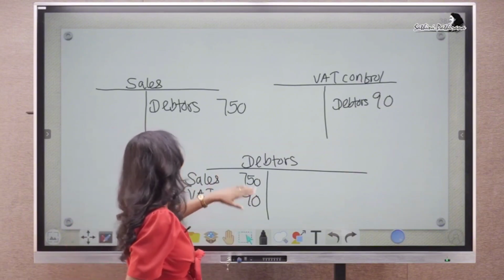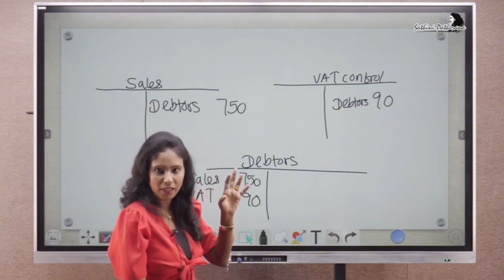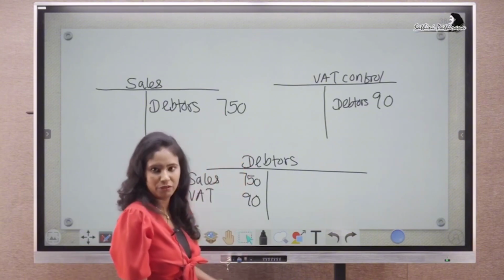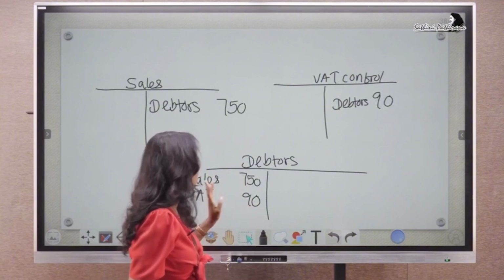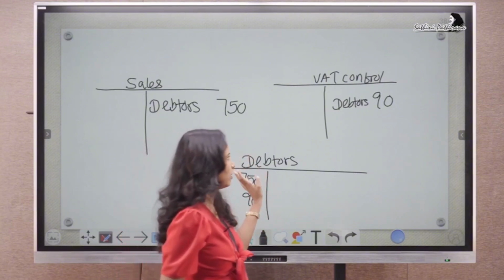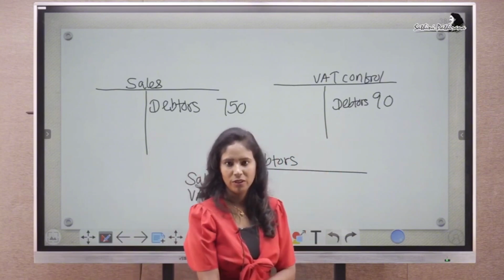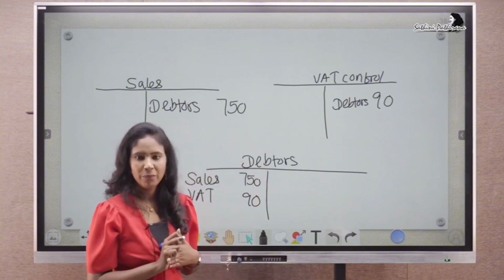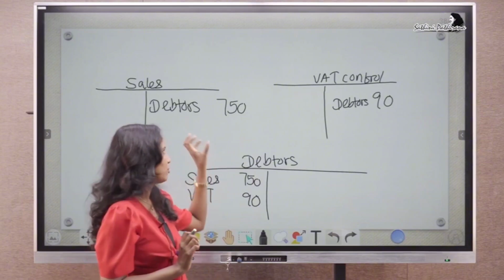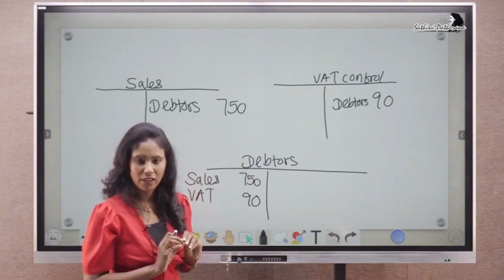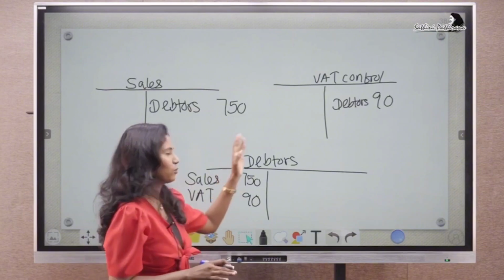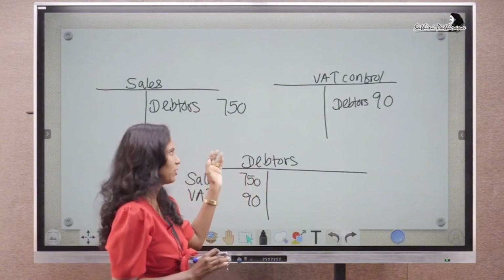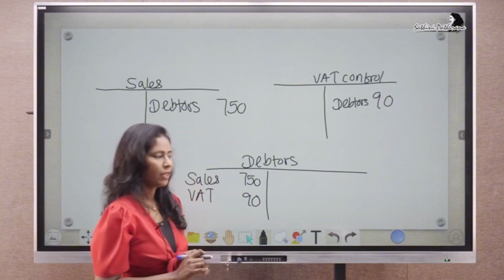So this 750 goes to your sales, and again to P&L, because your income is 750, and the VAT amount is 90. So VAT 90 goes to the VAT control account. The 750 goes to the sales account and finally P&L, because your actual income is only 750, and the 90 goes to the VAT control account. So you should credit the VAT control account.